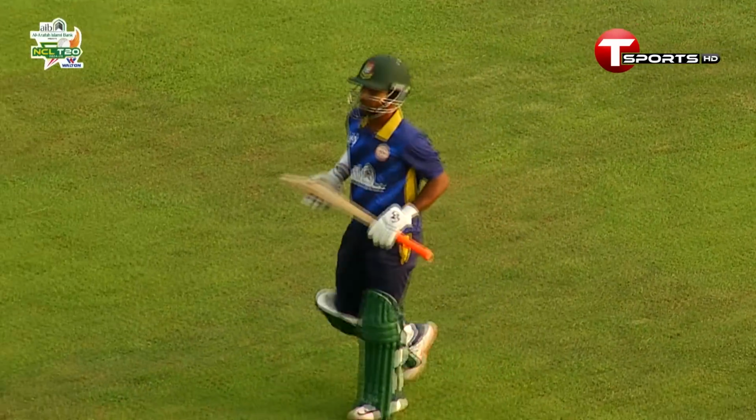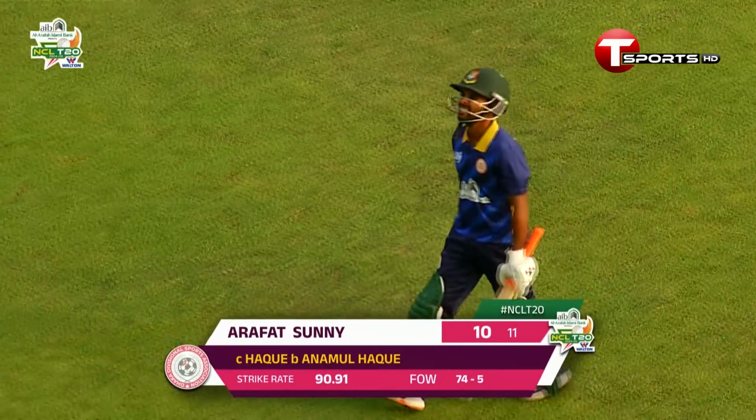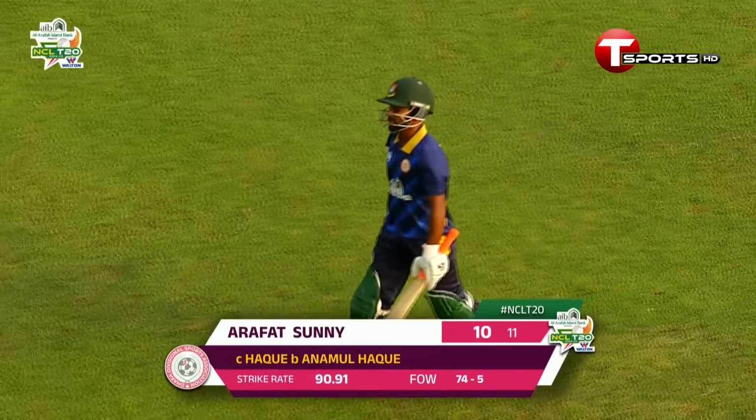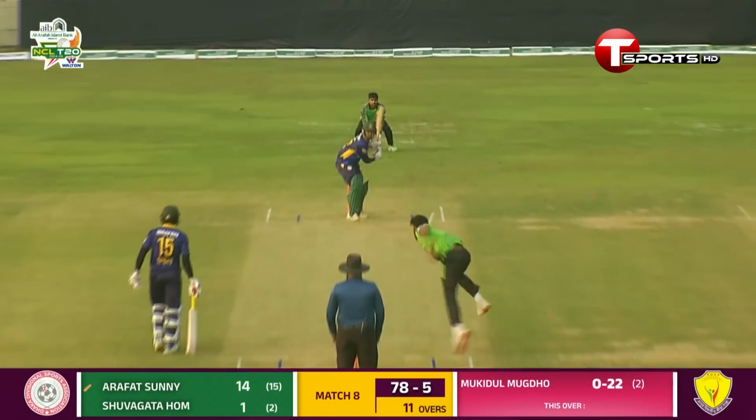Just to add, if the match stops now, then the DLS par score will be 77. It would have been 71 had they lost 4 wickets.